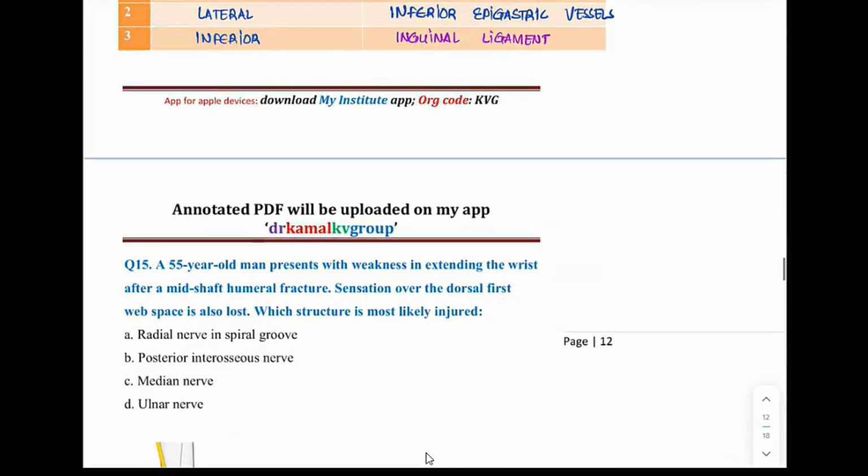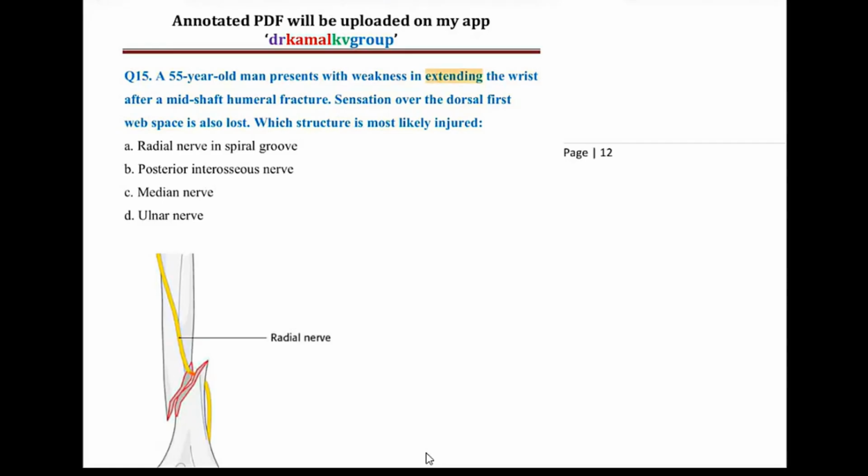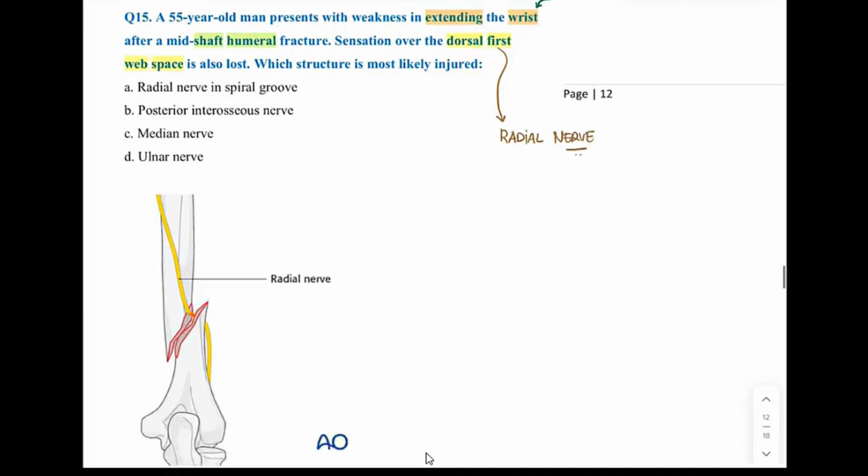The next question: a patient has difficulty in extending the wrist, he had a fracture of the shaft of humerus, and there was loss of sensations over the dorsum of the first web space. The moment you find the words loss of sensations on the dorsal hand first web space, this we have just now discussed, because this area has nerve supply provided by the radial nerve. If you know this clue, you can reach the answer, but we will consider this clue as well.